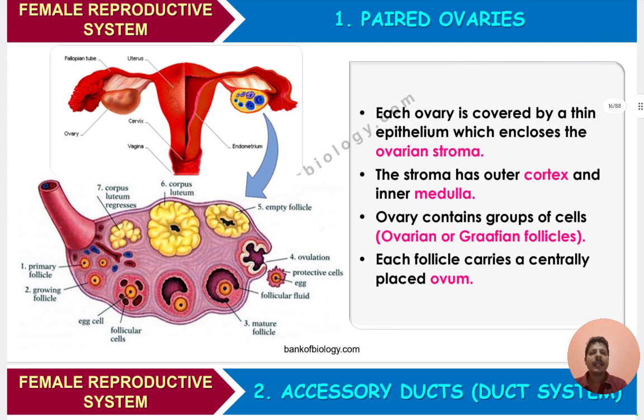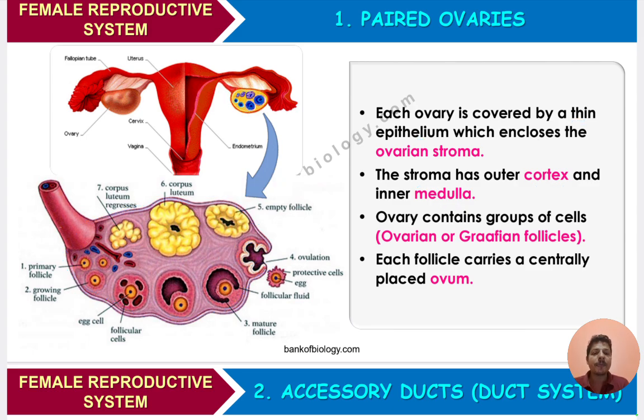Next, each ovary is covered by a thin epithelium which encloses the ovarian stroma. Thin epithelium, this one, a covering is there. The stroma has outer cortex and inner medulla. Stroma means the part inside the ovary. This portion is stroma portion. It is an outer cortex, as I labeled, it is a cortex portion. And inside everything is medulla.